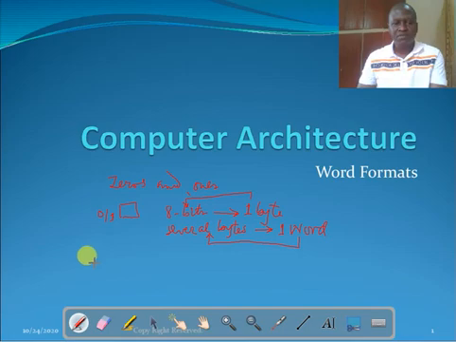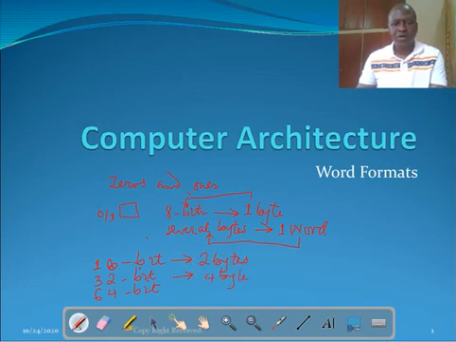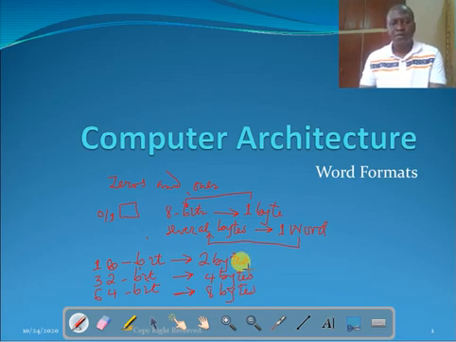For example, you could have a microprocessor that is a 16-bit system. You could have a 32-bit machine. You could have a 64-bit machine. A 16-bit machine makes use of 2 bytes as its word length or word size, while a 32-bit machine makes use of 4 bytes, and a 64-bit machine makes use of 8 bytes of data. In the next slide we shall see the definition of what a computer word is.